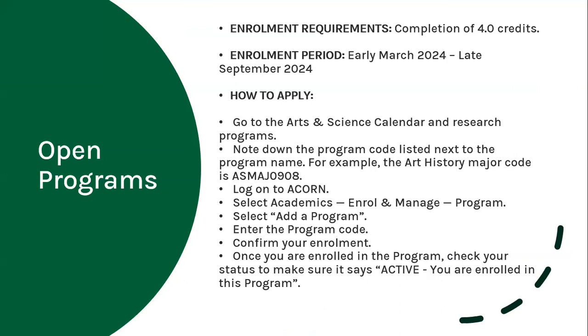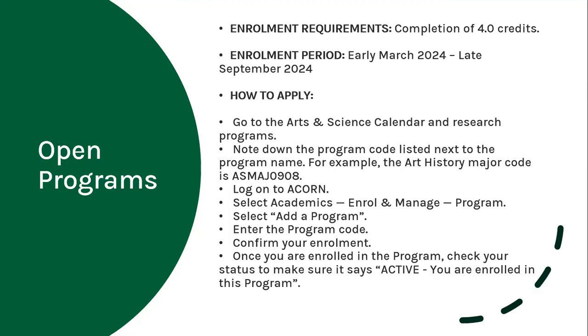So for open programs, they do not have specific required courses. As long as a student is on track to completing 4 credits, then you should be eligible to apply to open programs. The enrollment period tends to be early March, as of March 1st, and that goes on till late September. How do you apply to this program?